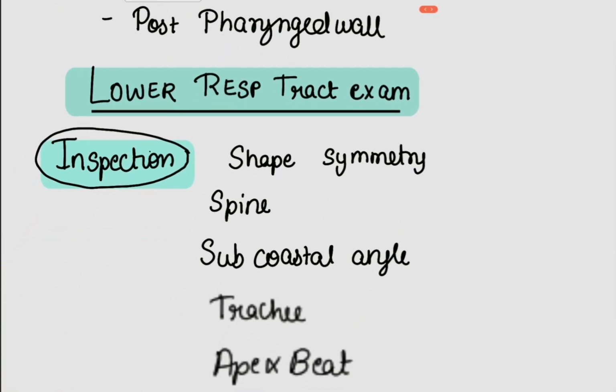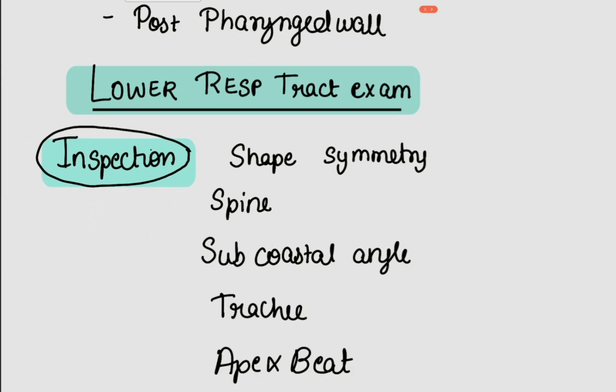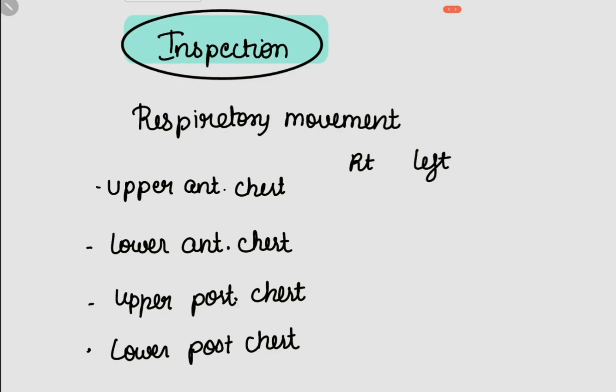Then we have lower respiratory tract examination. Inspection: shape and symmetry of the chest, then spine, then subcostal angle, any deviation of the trachea or apex beat. And on inspection, look for respiratory movement, upper anterior chest respiratory movement, and similarly the other chest movements.